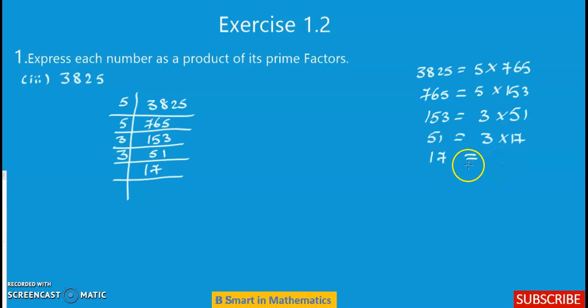It can be written as 17 into 1. So you have to write 17 here. You have to write 1 here. Okay. So what are the prime factors involved? 5, 5, 3, 3, 17. Now 3825 can be written as 5 into 5 into 3 into 3 into 17.